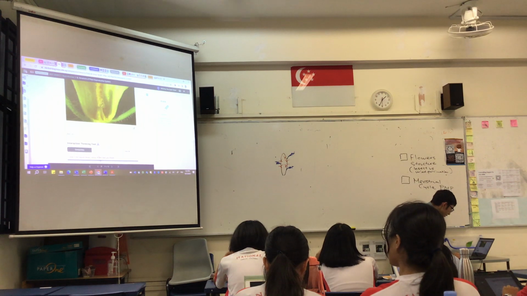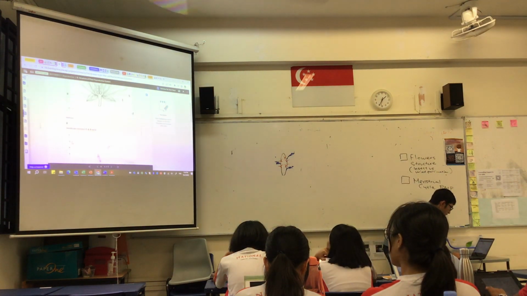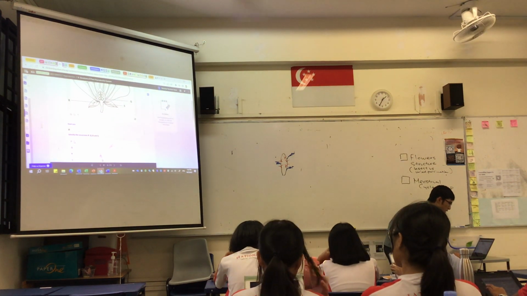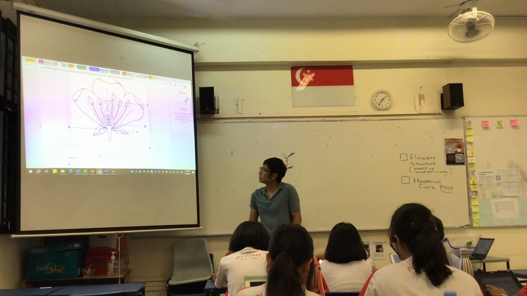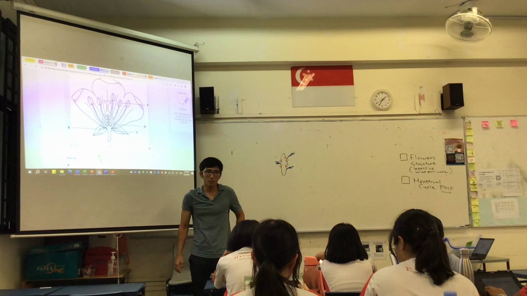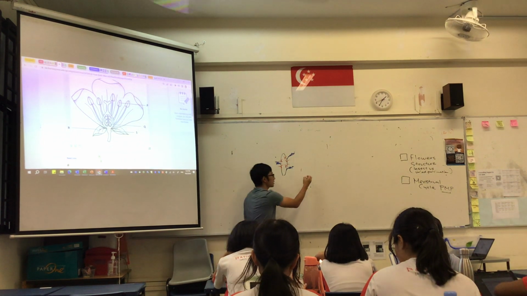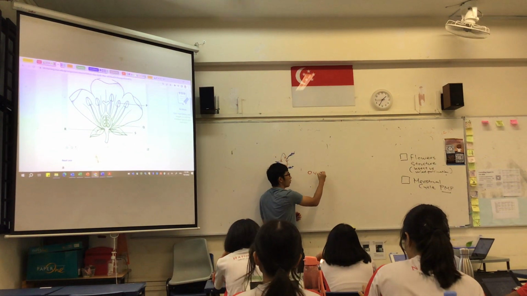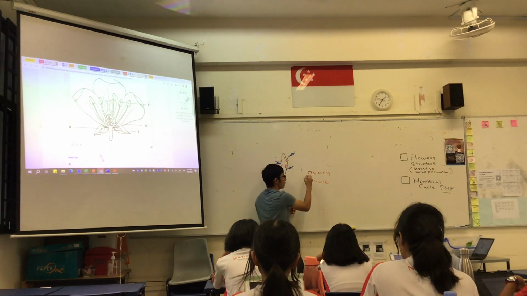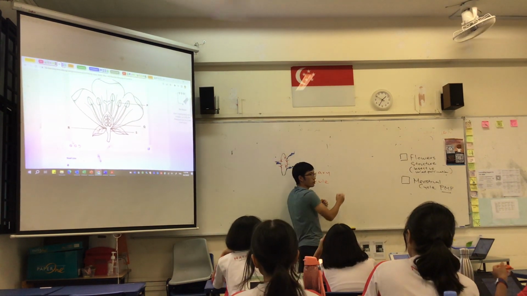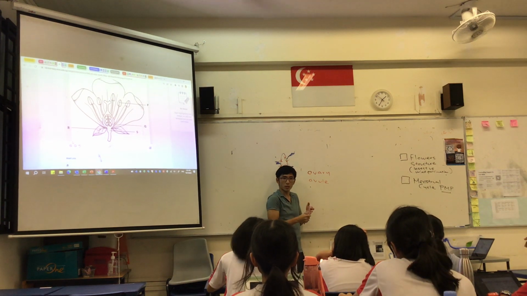Okay, let's look at the question. The question provided asks you to identify PQRS. Okay, what is P? P will be the anther. What will Q be? Q, often students cannot differentiate between ovary and ovule. You always remember ovary is the larger one. And you often have multiple ovules within the ovary.